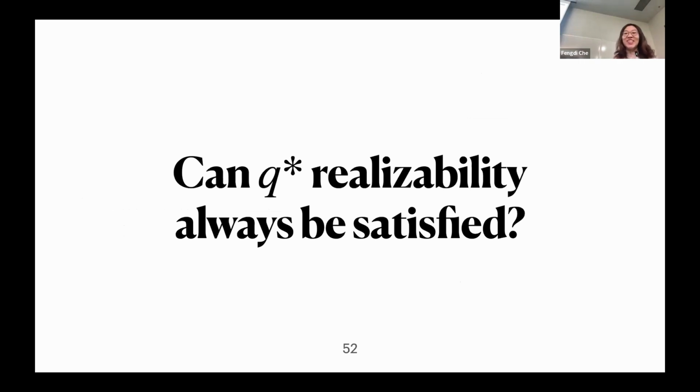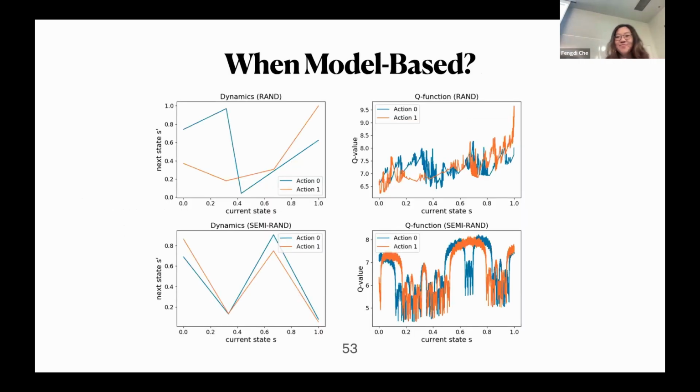Yeah, and then the question comes, can Q-star realizability actually be satisfied? Even if we only want to model Q-star, is it possible? And here people figure out, they show a figure on the left, they plot out the dynamic. The x-axis is the current state, and the dynamic is deterministic. The y-axis shows which next state they are transitioned to. We can see the dynamic is very simple, almost linear lines, piecewise linear lines combined together. But the Q-star, the optimal Q value, is very complicated. On the right-hand side, we have state as the x-axis and Q value as the y-axis.